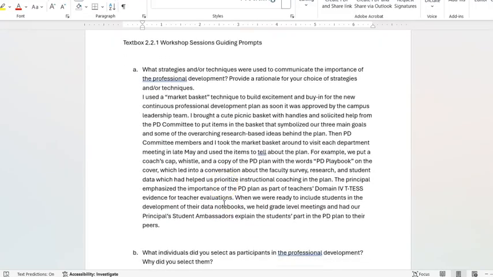And you'll see here the questions say, what strategies or techniques were used to communicate the importance? So you're going to want to say something here that gives it some weight and lets people know that this is a big deal. You can either go with a build the excitement approach, or a heavy-handed required approach. There's lots of ways you can do this, but you still need to demonstrate that you are not just going to send out an invitation and everybody's going to show up and be happy. We know that's not how it works in real life.